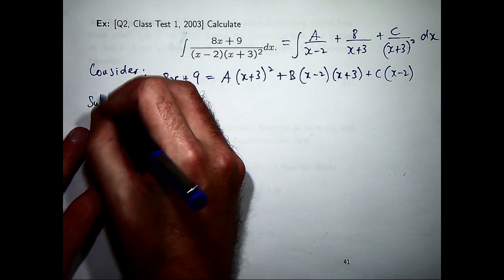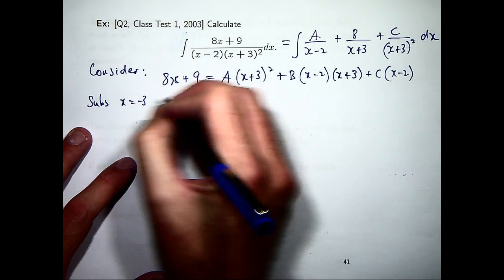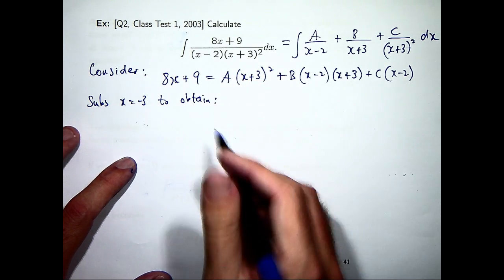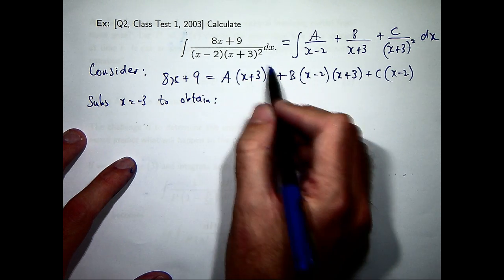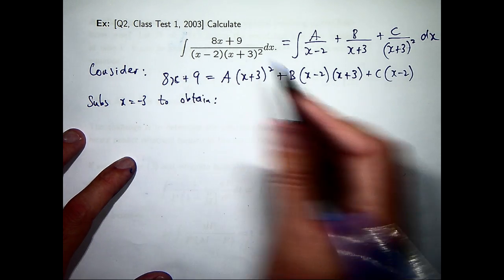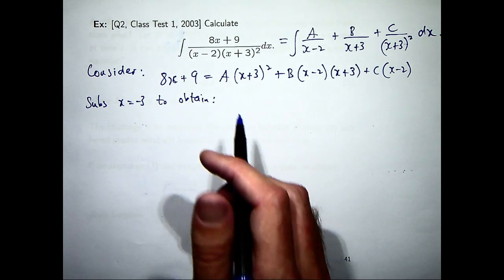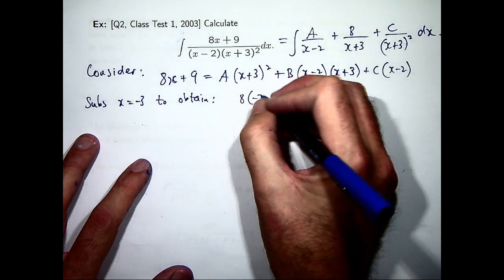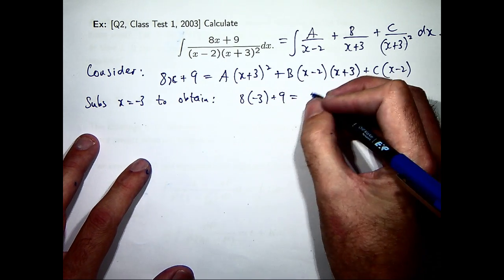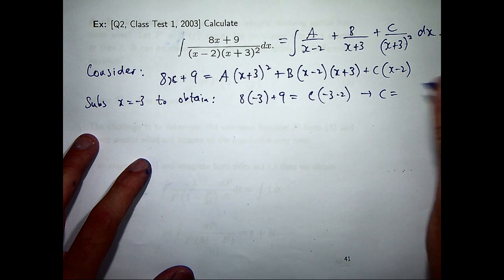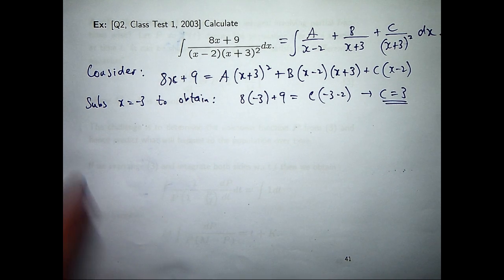So we're going to substitute x equals minus 3 to obtain the following. Well, that's going to be 0, that's going to be 0, this is going to be non-zero, and we can work out the following. So c equals 3 if you just solve that.